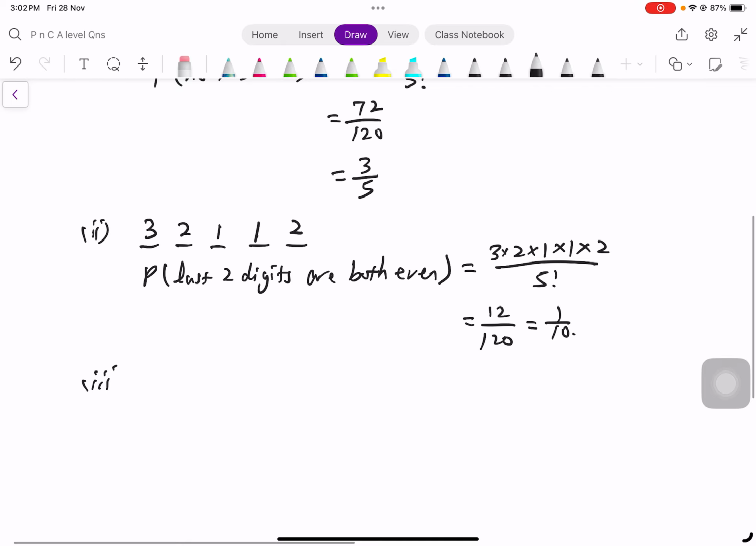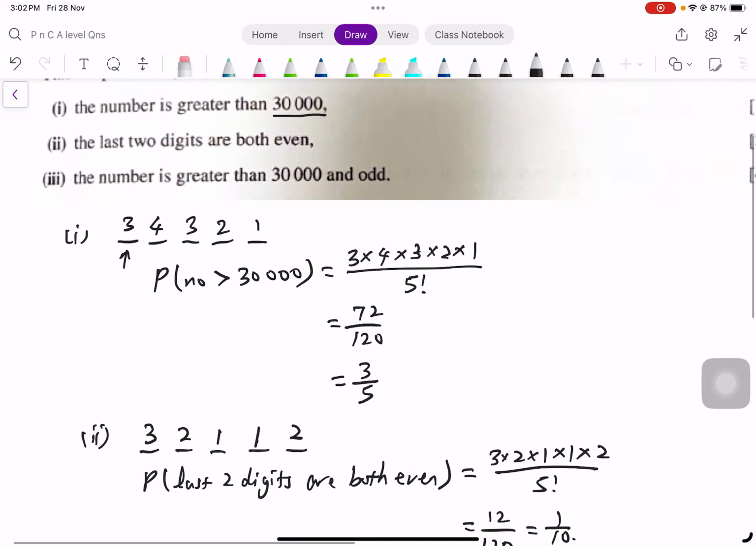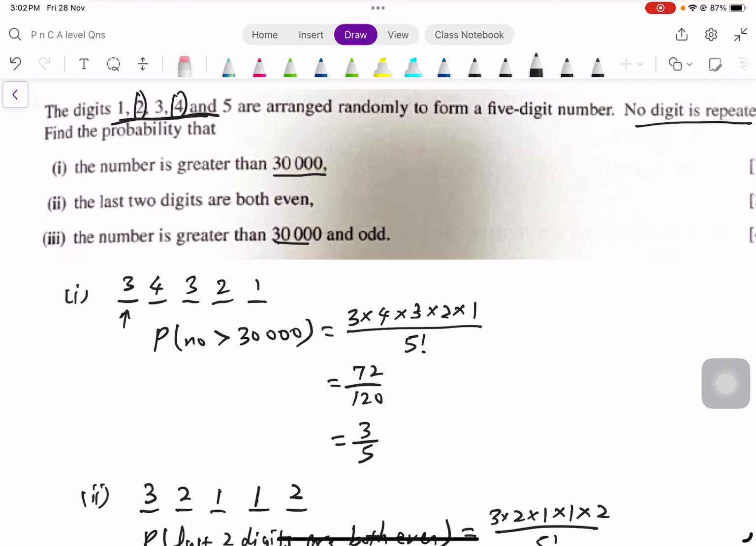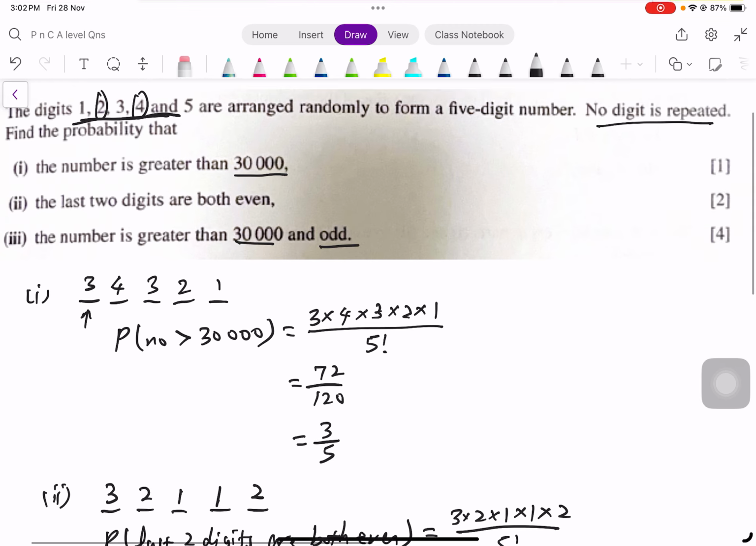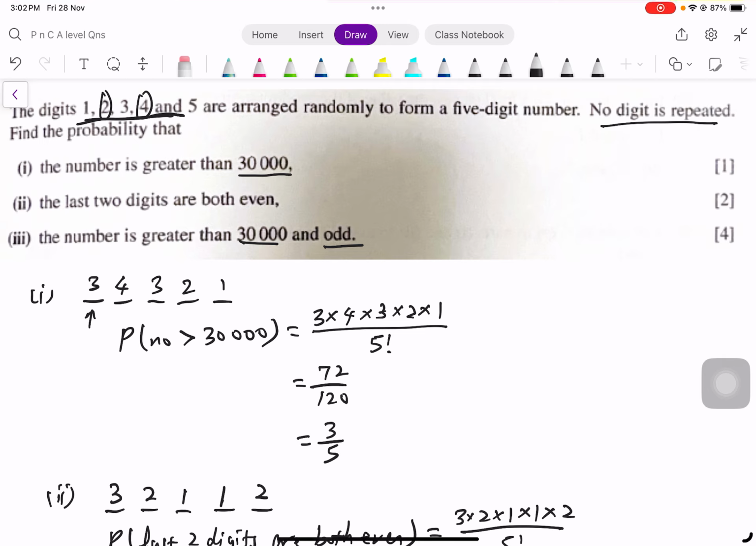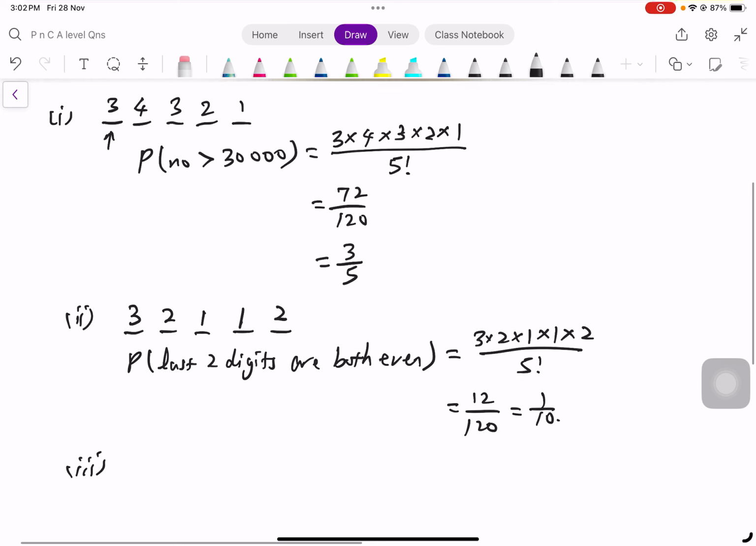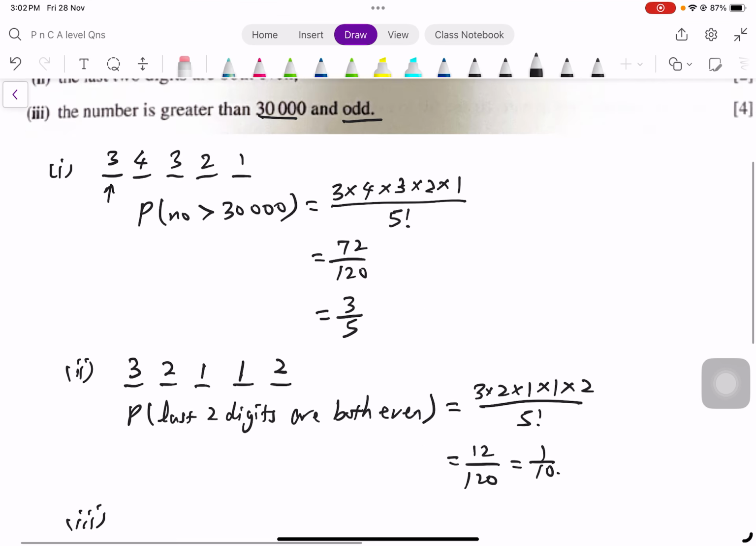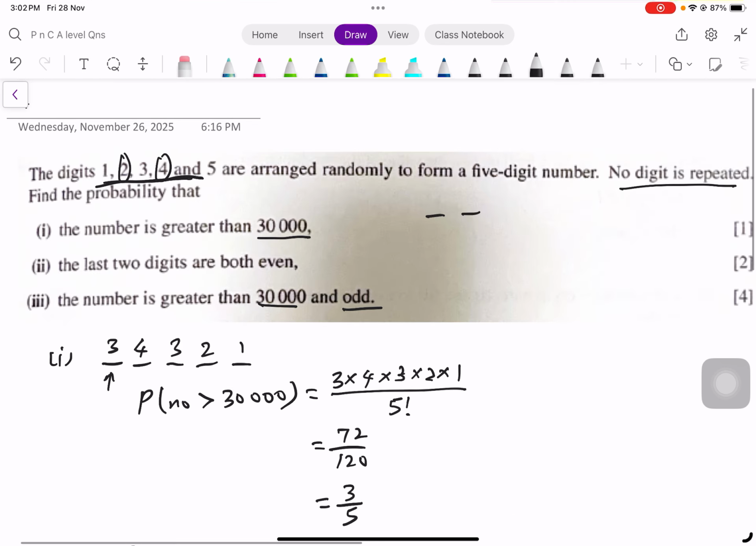All right, let's look at the third part. The third part is the number is greater than 30,000, and it is also odd. Therefore, I think in this case, we have to do a case study. When it is odd, can you see that the last digit must be odd? That means the last digit can be 1, 3, and 5. Therefore, you have to do a case study.